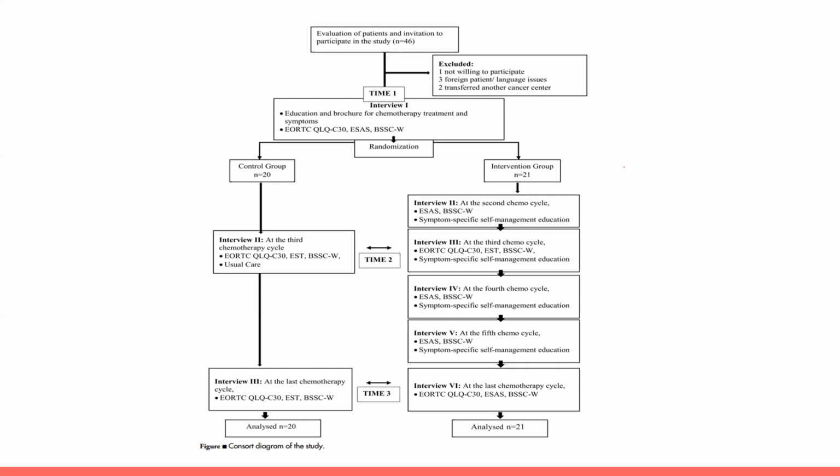46 patients were invited to participate in the study, 5 individuals were excluded. At time 1, all participants underwent an initial interview, and received education and brochures on chemotherapy treatment and related symptoms. They also completed the 3 questionnaires using the 3 research instruments for quality of life, symptom status, and sexuality. The participants were randomized into control group and intervention group.